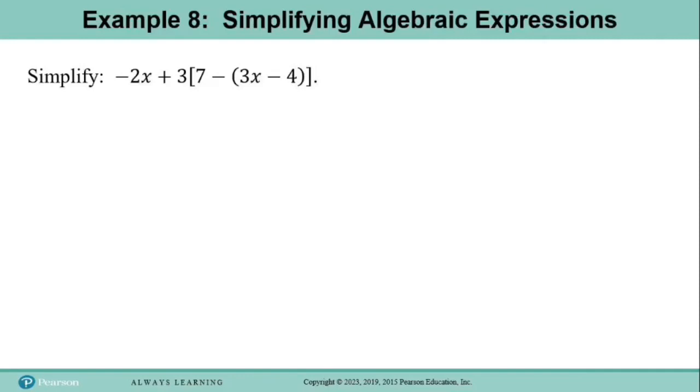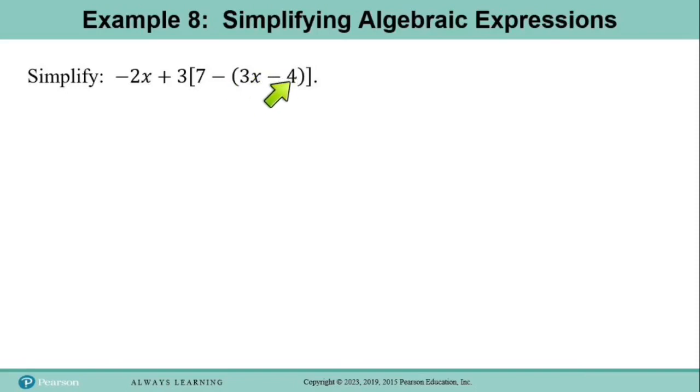And now finally, one last example. This is example 8. And notice here we have two sets of grouping symbols. So we have -2x plus 3 times bracket 7 minus, open parentheses, 3x minus 4, close parentheses, close the bracket. I don't want this to cause you to panic or stress out at all. The thing to do, just like with our order of operations problems, is always go inside the innermost grouping symbol and see what you can do.